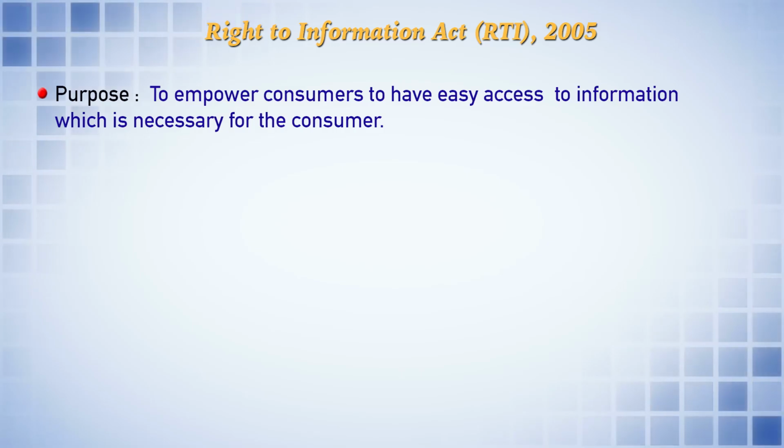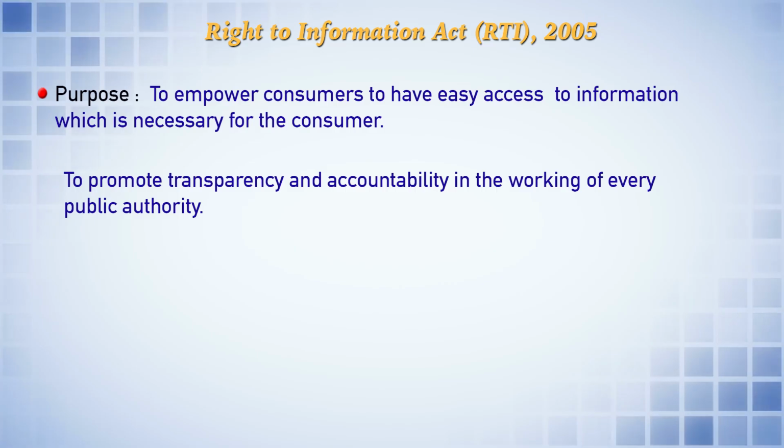Essentially, the primary purpose and object of the Act is to bring transparency in the management of the public authority, and also to bring accountability of the concerned authorities. So bringing transparency and promoting accountability of public authorities are the essential features of the Right to Information Act 2005. The purpose of the Act is to empower consumers to have easy access to information necessary from the point of view of the consumer, and to promote transparency in the working of every public authority. This is about the Right to Information Act. Now, the important provisions.